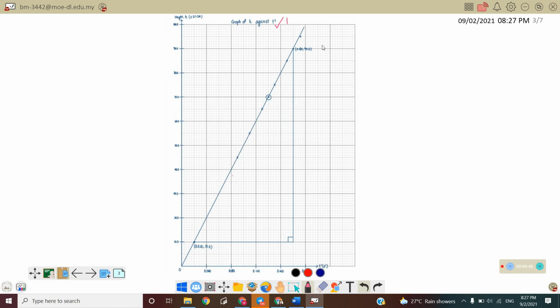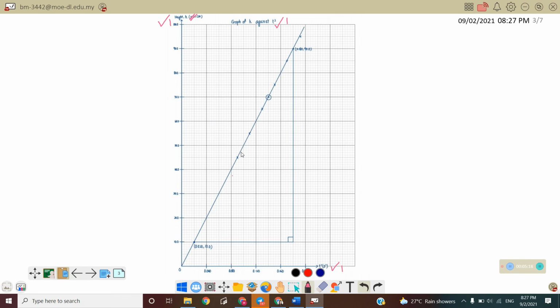Secondly, you must label the axes with the correct labels and also units. Here, H, height, plus minus 0.1 cm. Actually, you don't need to write the uncertainty; you just write the unit, cm, and that will do. So you will get 1 mark. Then T squared, unit is s squared, you will get another 1 mark. So here already 3 marks.